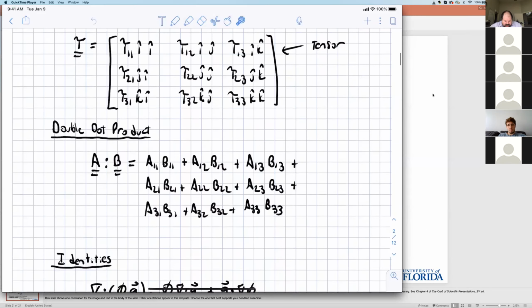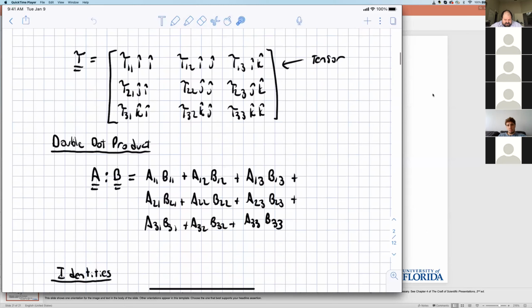There's also something called a double dot product, which is a tensor double dotted with another tensor, and that's all of the components of A and B multiplied and added together. In MATLAB, this would be like doing A dot times B and summing up all the entries. So it's A11 B11 plus A12 B12, etc., all the way to A33 B33. We will be using that.